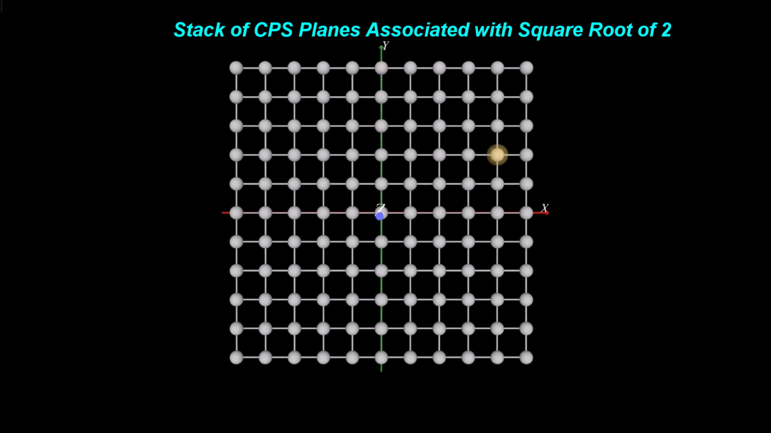At the same time, each node in the grid can be associated with two numbers. These two numbers are the coordinates of the CPS point relative to the two axes. This is done in exactly the same way it was done in the Cartesian plane.